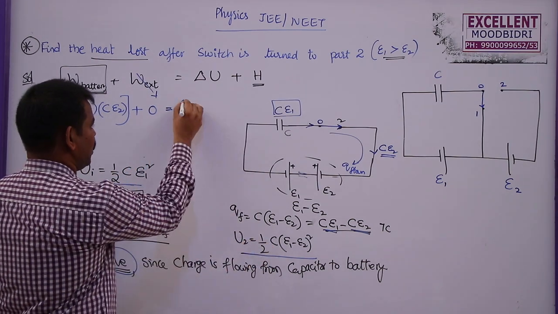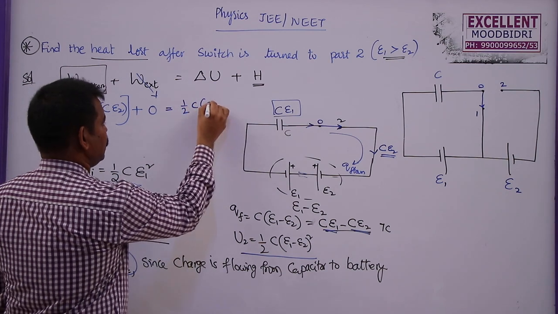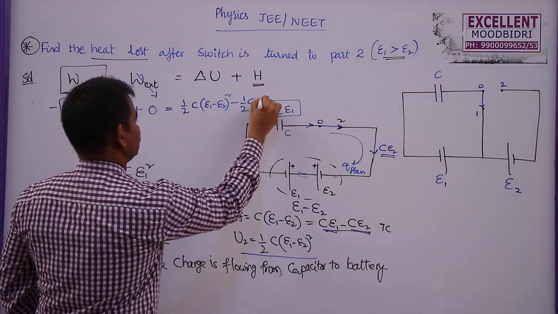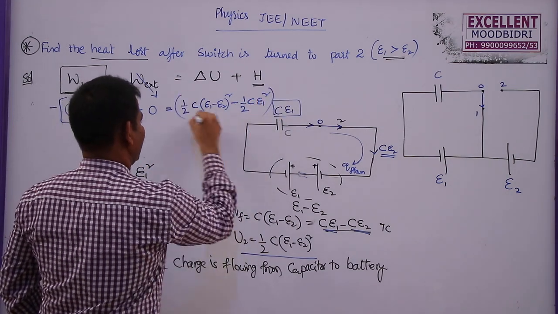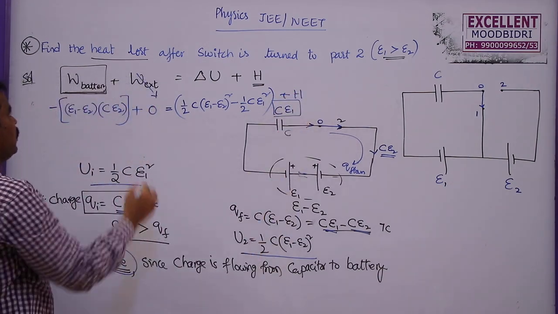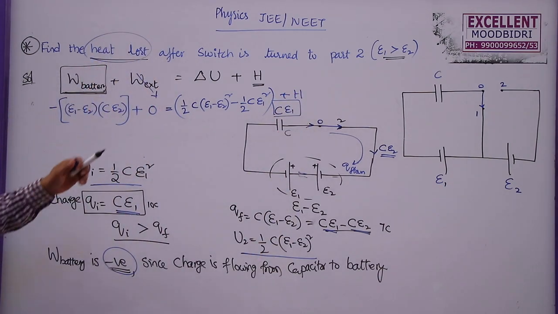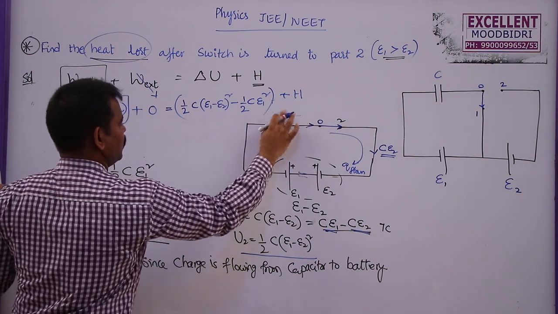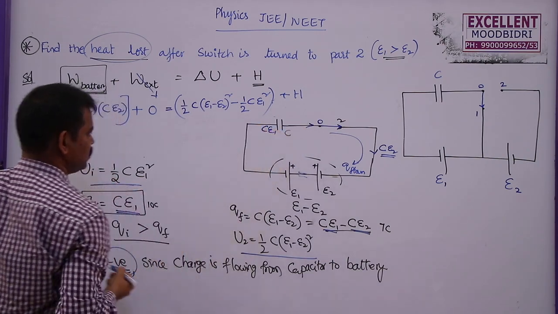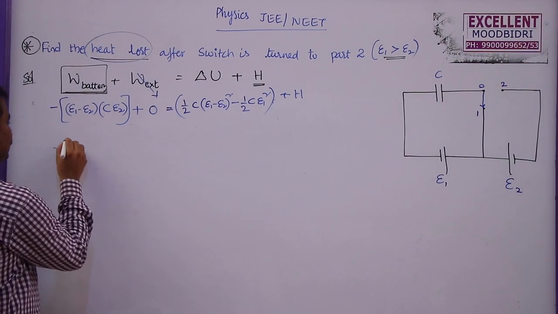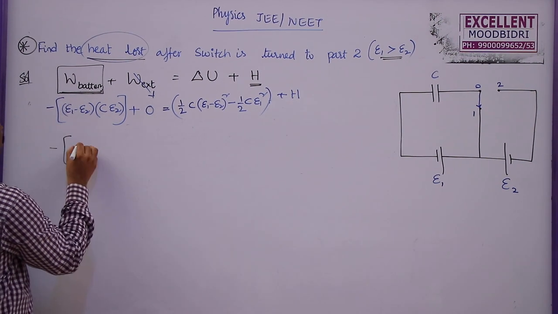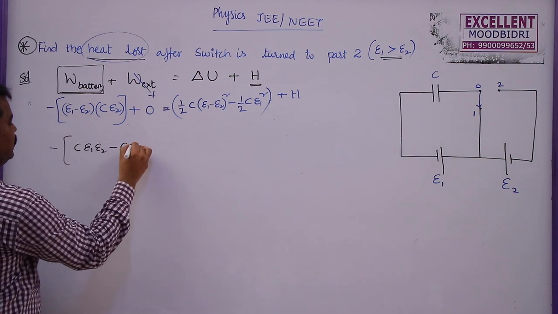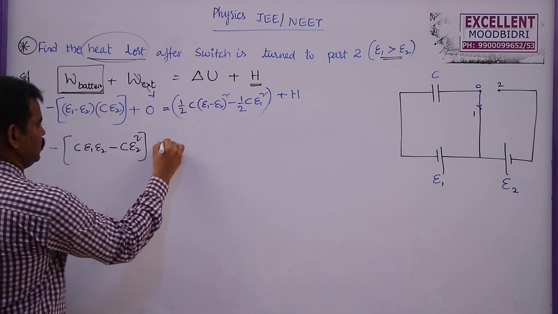So I am going to write half C (E1 minus E2) whole square minus half C E1 square plus that extra heat that is produced, that we are finding here, heat lost. Now by simplifying this one, we will get the H value here. The charge stored is C1. Now this you can write as minus C E2 into E1, C E1 E2 minus C E2 square plus 0.